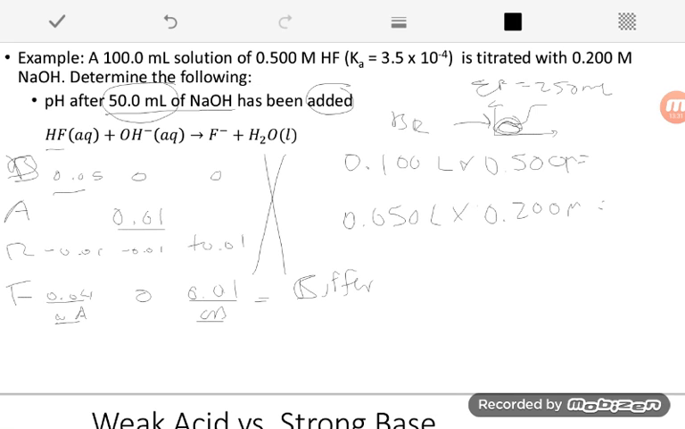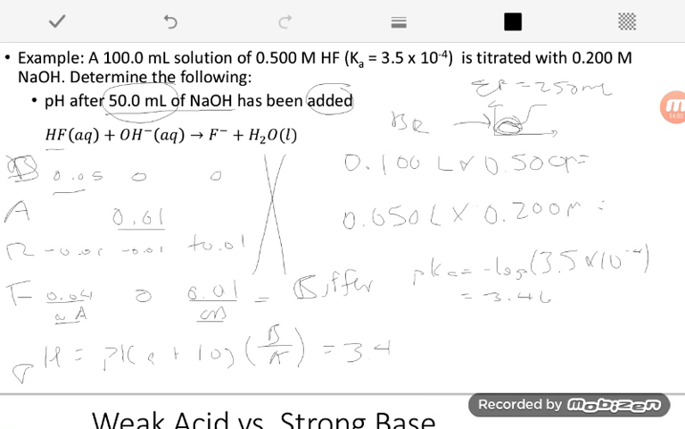Good news is the pH of a buffer is so super easy. We just use Henderson-Hasselbalch. We just use pH is equal to pKa plus the log of the base over the acid. So I need my pKa, really simple. My pKa is just the negative log of my Ka, which is 3.5 times 10 to the negative 4. It's going to give me 3.46.